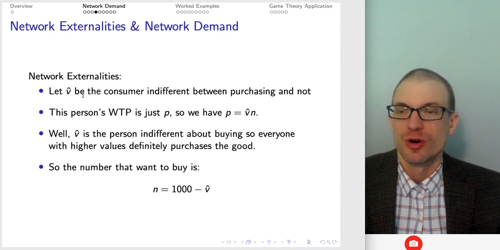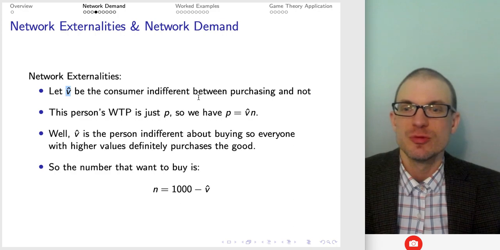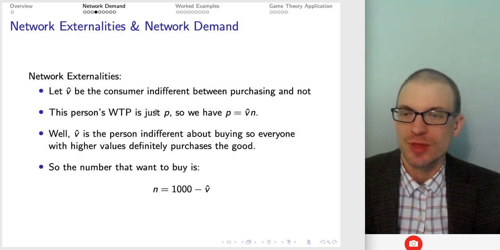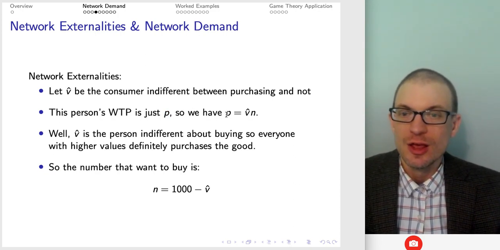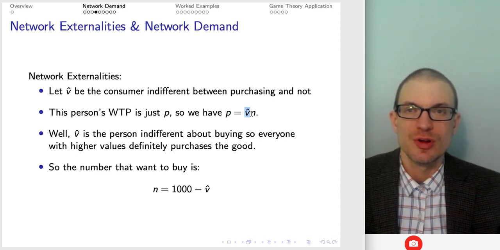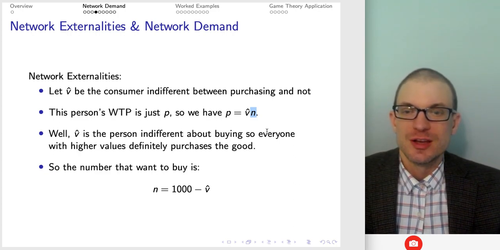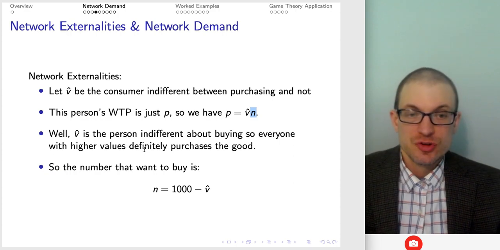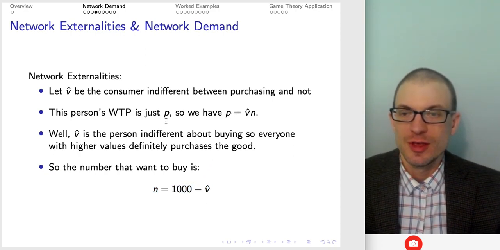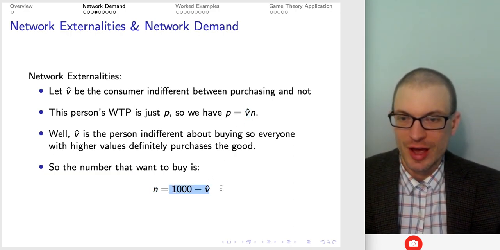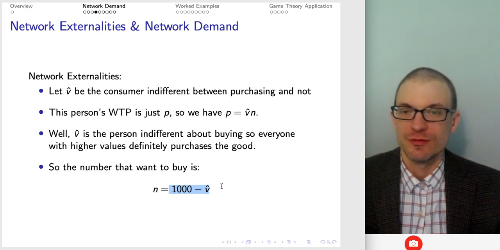Well, we need a little bit of work here. So let's call V hat the consumer who's exactly indifferent between buying and not buying. That person's willingness to pay is just P. They're the person who's indifferent between buying and not buying at that price P. So we'd say P is equal to V hat, which is their reservation price, times the number of people who are currently buying. V hat is the person indifferent about buying, so everyone with higher values for sure buys. So the number of people who want to buy is then going to be N is equal to 1,000 minus V hat. So if V hat is the person with a reservation price of 200, right? N is equal to 800 because 1,000 minus 200 people have a valuation of 200 or higher.